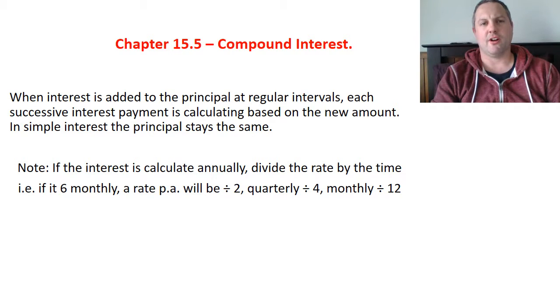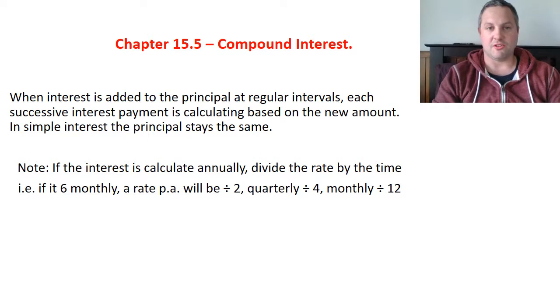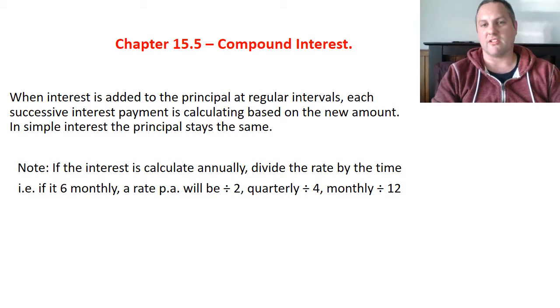Chapter 15.5 Compound Interest. When interest is added to the principal at regular intervals, each successive interest payment is calculated based on the new amount. So once you've found the interest and added it to your principal, that becomes your new principal. Unlike in simple interest, where the principal stays the same and the interest is constantly calculated off the same principal. However, when you do the time, if the interest is calculated annually, divide the rate by 1. If it's 6 monthly, divide it by 2, and so forth.